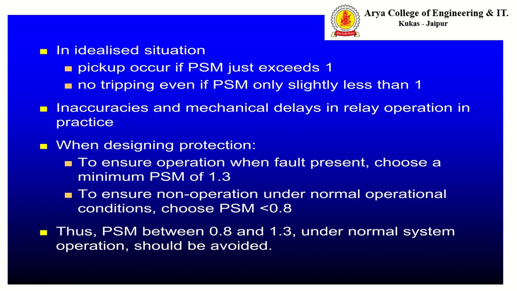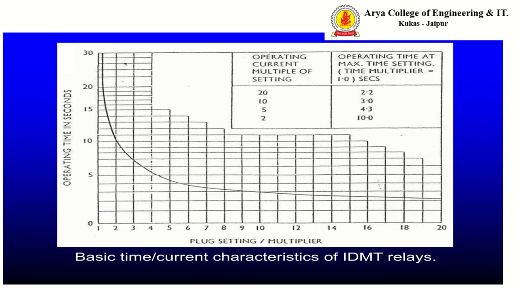In an idealized situation, the pickup occurs if PSM just exceeds 1, and there is no tripping even if PSM is only slightly less than 1. Inaccuracies and mechanical delays in relay operation are common, so the general practice when designing protection is to choose a minimum PSM of 1.3 to ensure operation when a fault is present. To ensure non-operation under normal operating conditions, choose a PSM which should be less than 0.8. Thus, a PSM between 0.8 and 1.3 under normal operating conditions should be avoided.